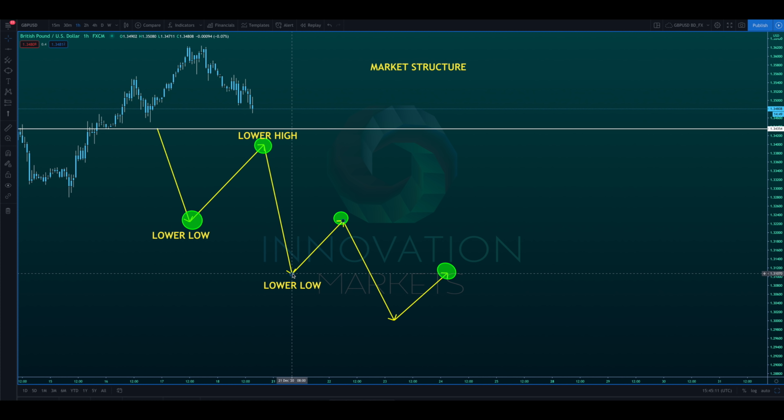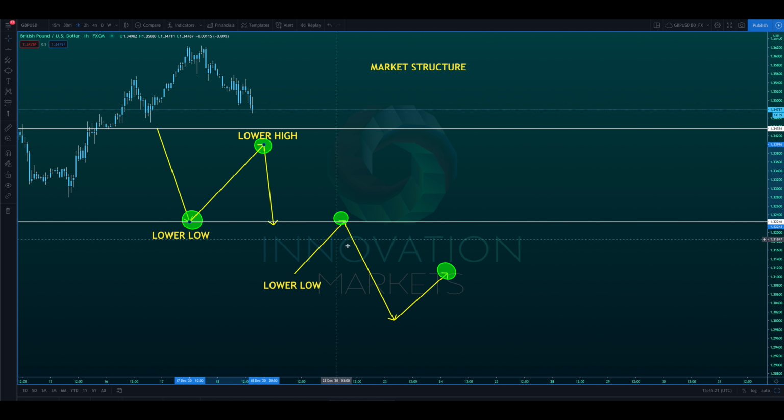Now why is it a lower low? Because this low here is lower than this low. If we came down to this level here, we wouldn't have made a lower low. It would have been a double bottom, which is the market structure we'll be coming to later in the next lesson, or it could have been a potential equal lower low.